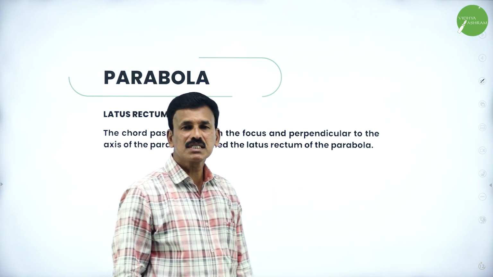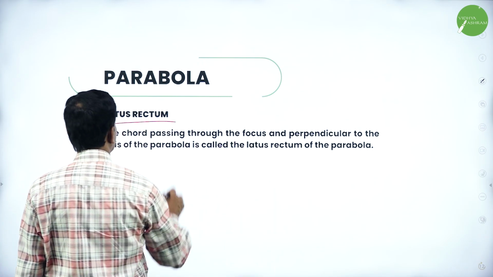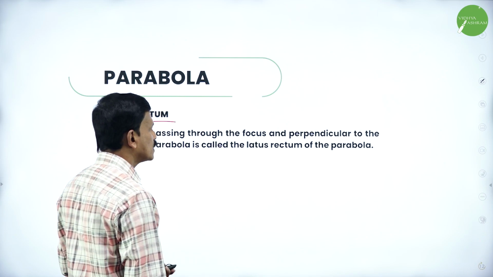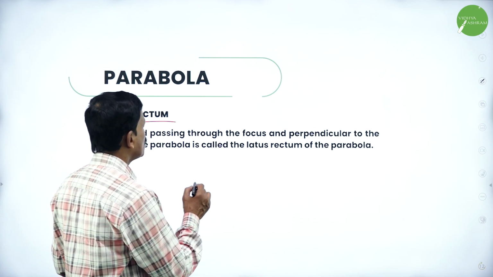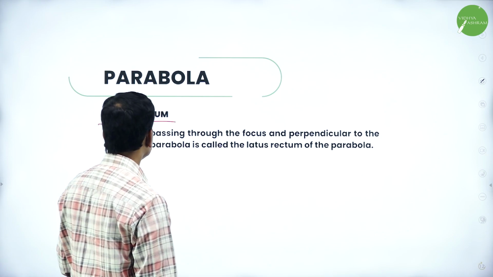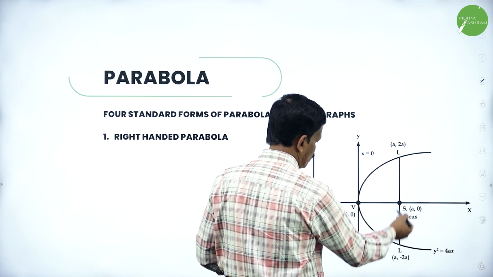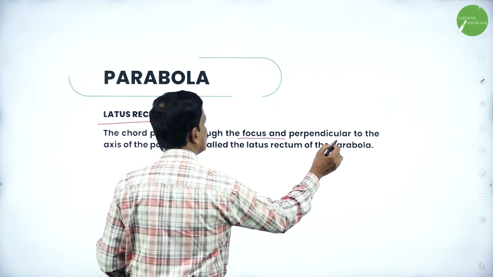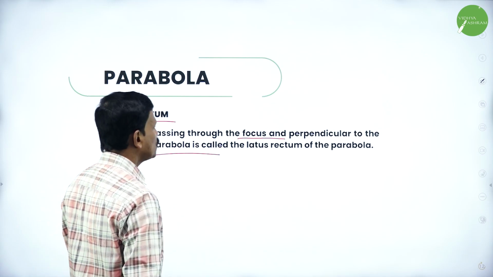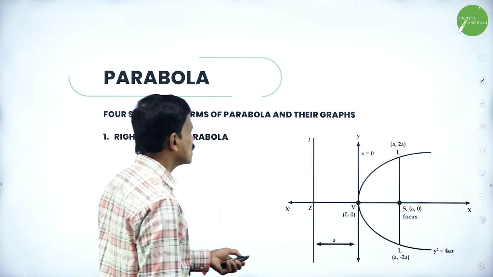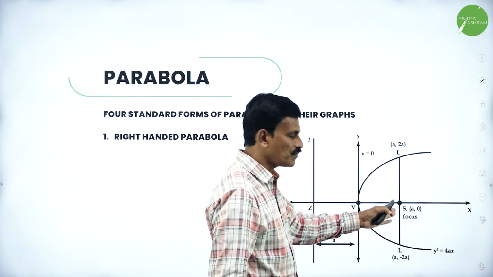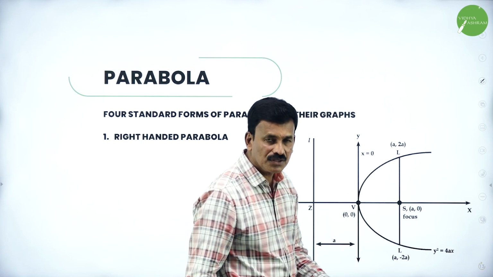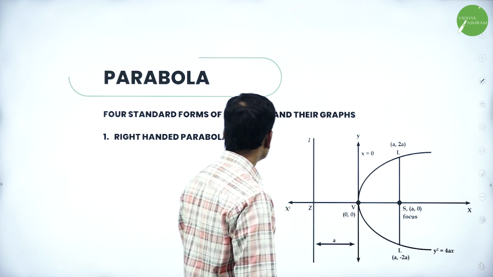Now, similarly, these are the points. Latus rectum. Now, what is this latus rectum? The chord passing through the focus and perpendicular to the axis of the parabola is called the latus rectum. That is, the chord passing through the focus and perpendicular to the axis, that is the x-axis, is called the latus rectum. Here LL dash is the latus rectum.